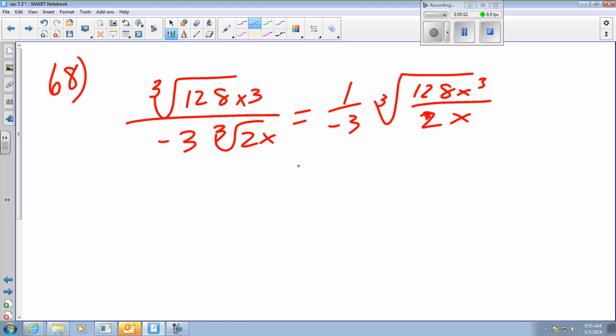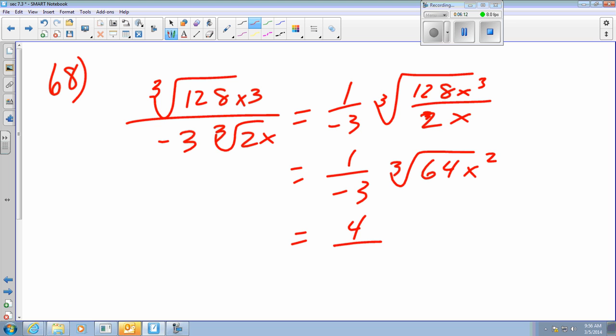2x. Let's simplify. 128 divided by 2 gives me 64. X cubed divided by x gives me x squared. I can take the cube root of 64. That's 4, so I get 4 over negative 3. And then this x squared isn't big enough to come out, so I'm going to leave it underneath. Fraction bar goes over all of it. Let's move on to number 70.